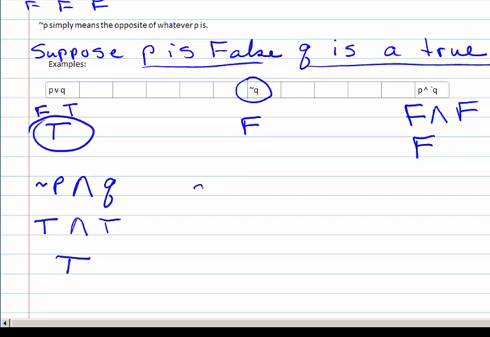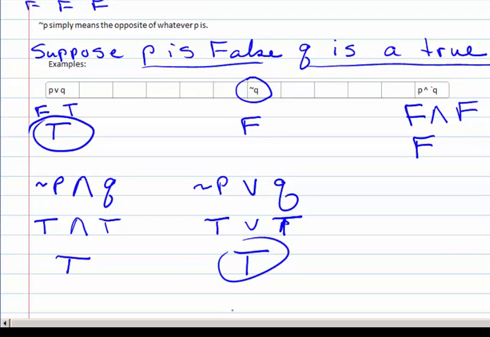Now let's look at not P or Q. So not P, originally P is false, so not P would be true. And Q was true, so we got true or true. So that would be a true statement.